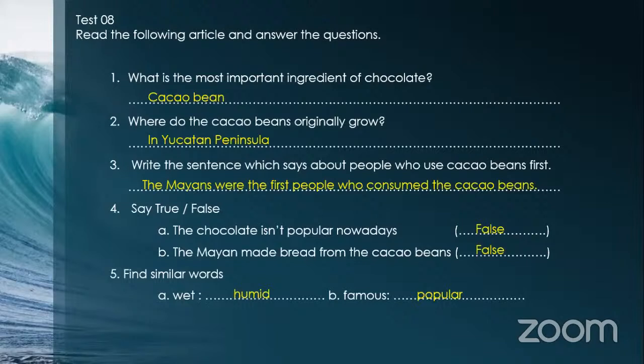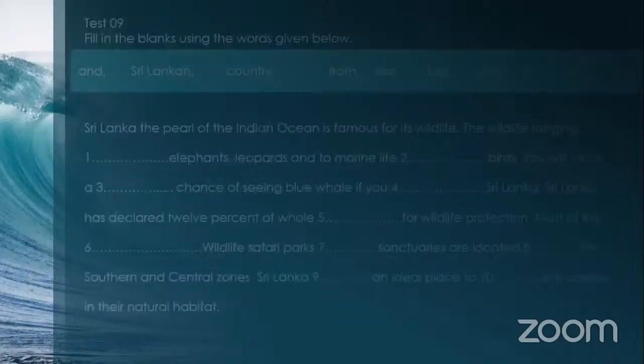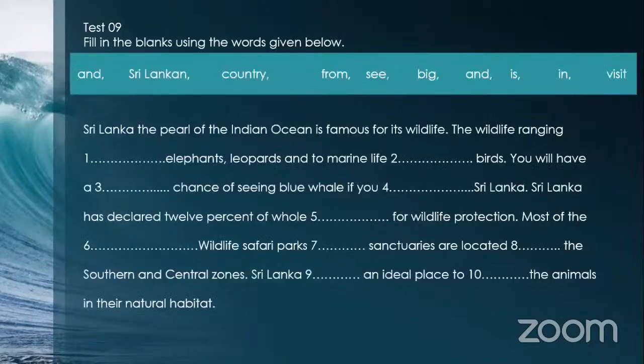Right, I think you may have corrected all the questions here. Let's move to the next question, test number 9. Fill in the blanks using the words given below. You have the words given in the box, and there's a small text, so you have to go through the text and write the answers. Take 1 or 2 minutes to complete the blanks, please.